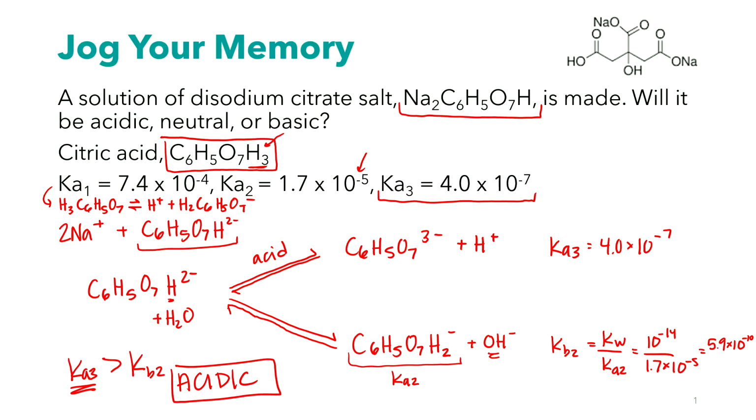When this acts as a base, I am not going to take Ka3 to do it, because that would be asking about the conjugate base of that, the C6H5O7 3 minus. But I want to know how that anion acts as a base, so I need its conjugate acid, which is my Ka2 value. I think the most common error would be to make the Kb equal to Kw over Ka3. Don't do that.